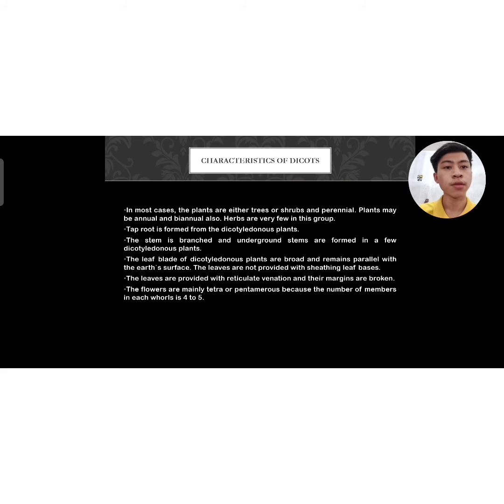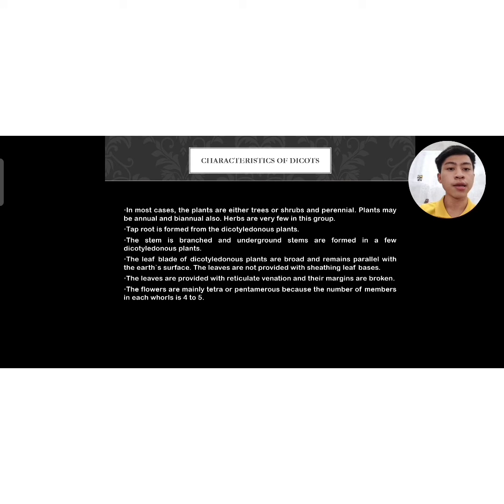Okay, the next characteristics of dicots. The plants are either trees or shrubs and perennial. Plants may be annual and biennial also. Herbs are very few in this group. Taproot is formed from the dicotyledonous plants. The stem is branched and underground stems are formed in a few dicotyledonous plants.